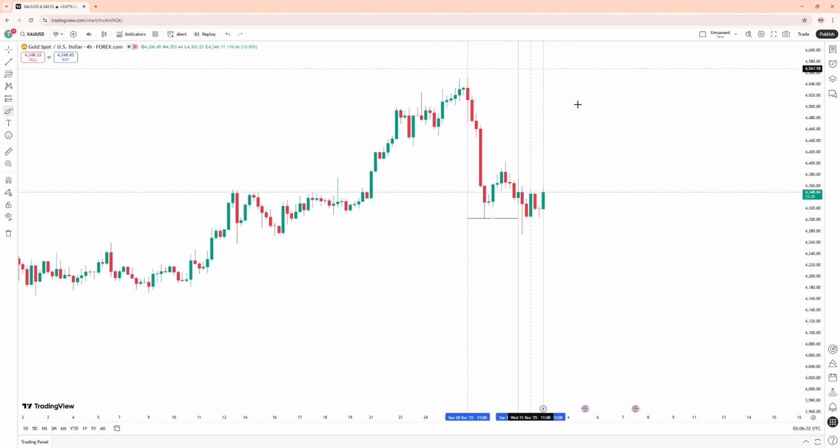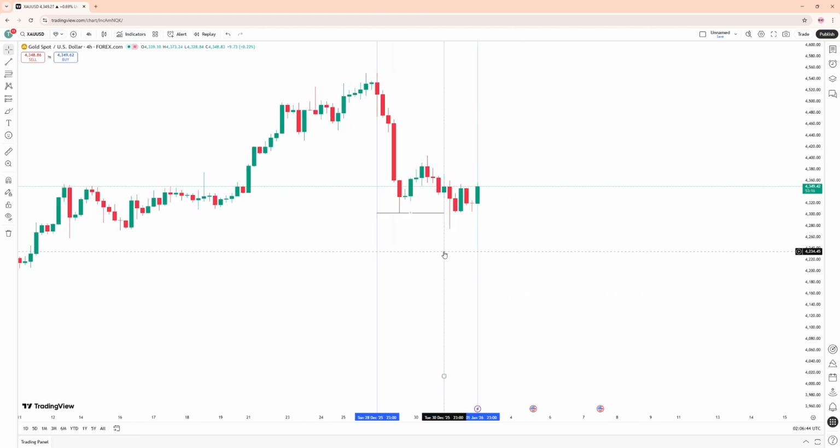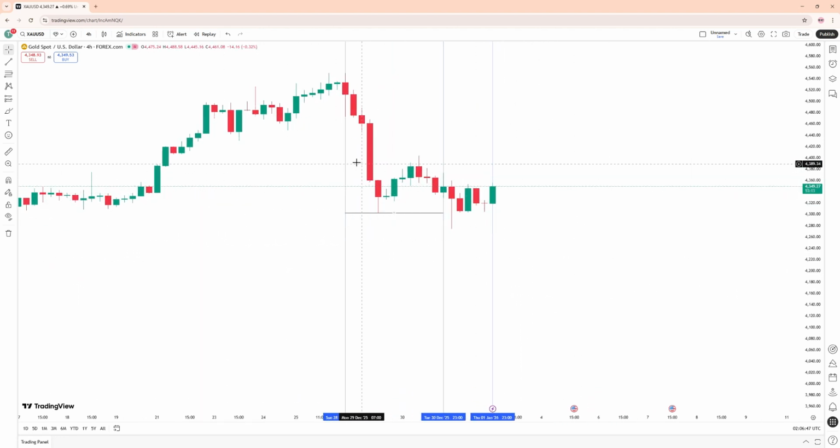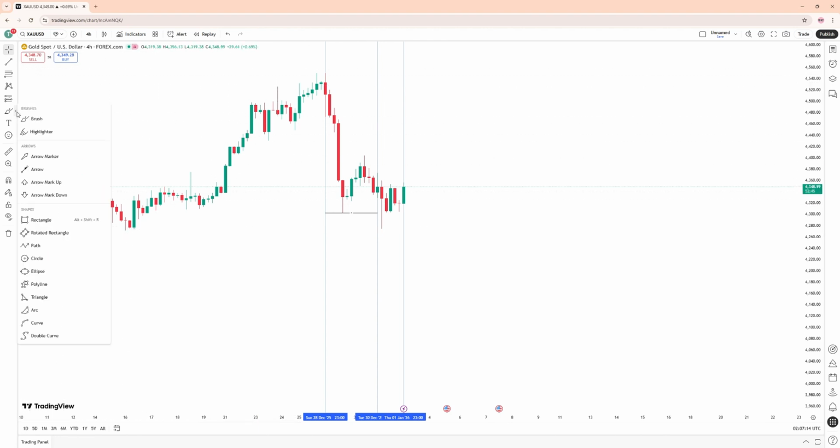So now let me try and explain according to my understanding. We had a pullback and we had a break of structure here, but the market didn't close above the high. So let's say our new high was transferred to here.